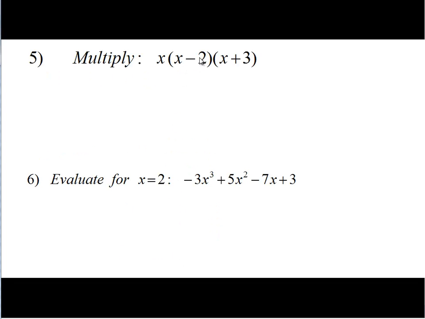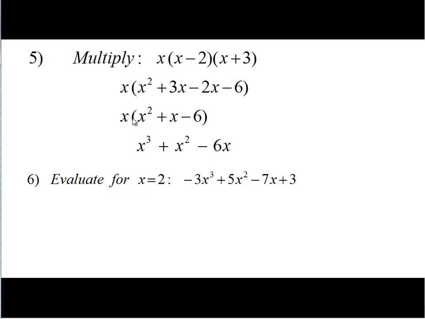Okay, number 5, I multiply the binomials first. X times x is x squared. X times 3 is 3x, minus 2 times x is minus 2x, and minus 2 times 3 is minus 6. Combine these 2 terms. You get x squared plus x minus 6. Then x times x squared is x cubed, x times x is x squared, and x times 6 is 6x.